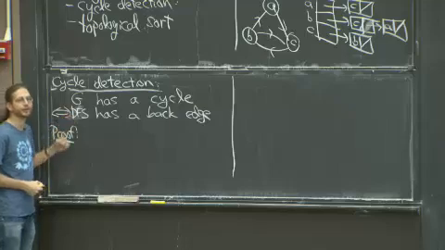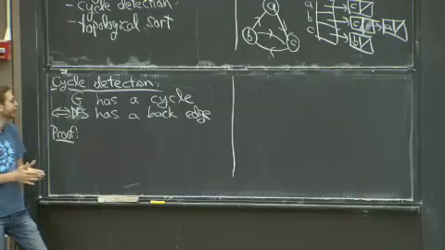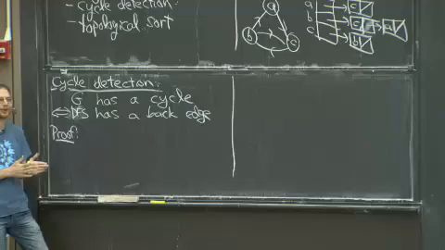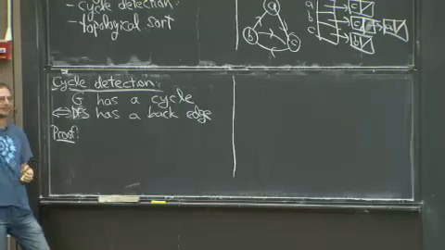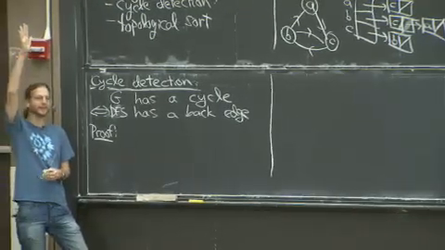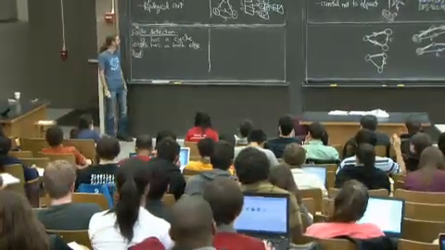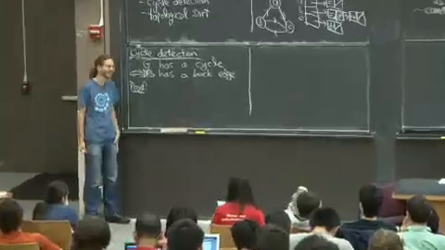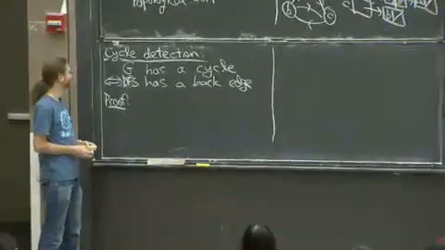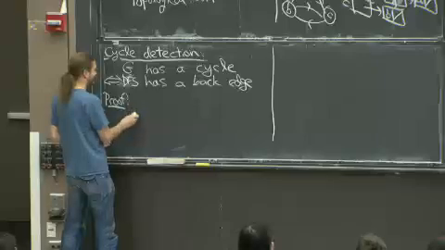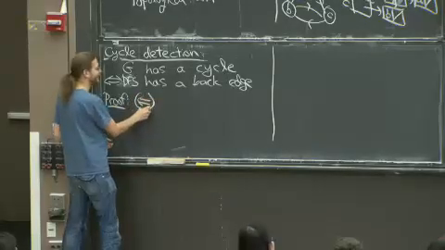What do you think is the easy direction to prove here? Left or right? More democracy. How many people think left is easy? A couple. How many people think right is easy? A whole bunch more. I disagree with you. I mean, I guess it depends what you consider easy. Let me show you how easy left is.